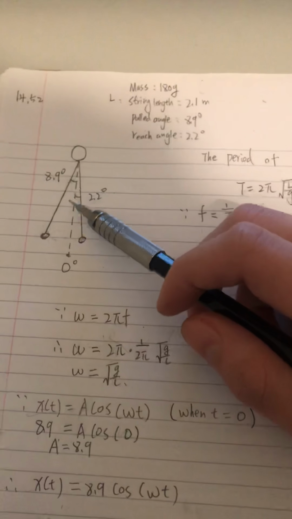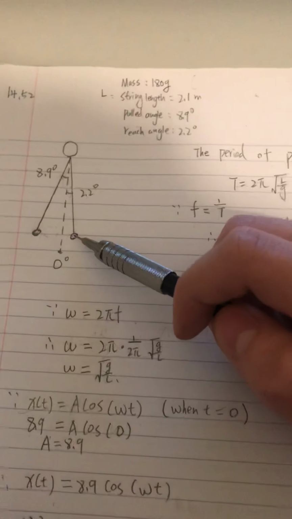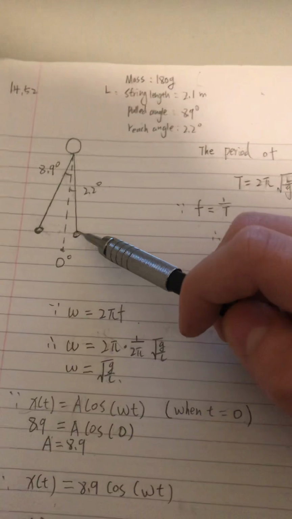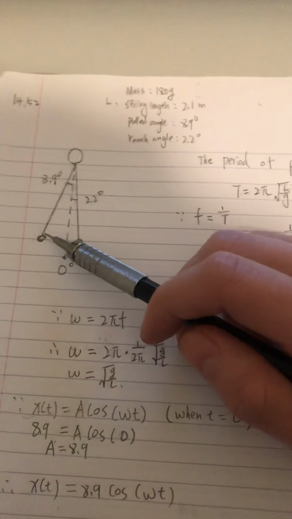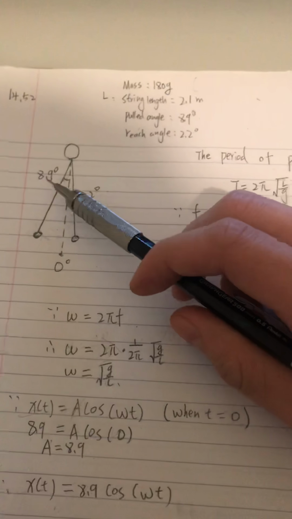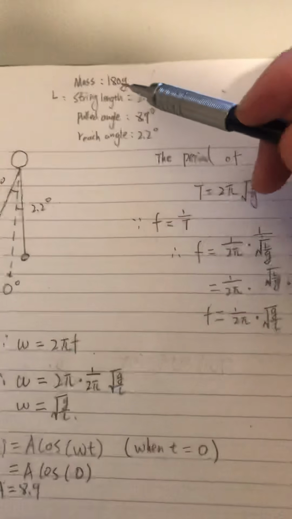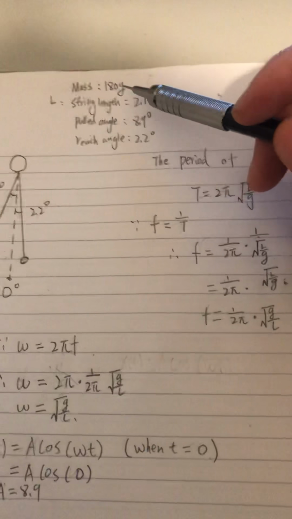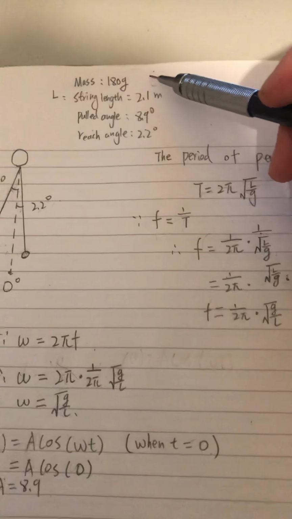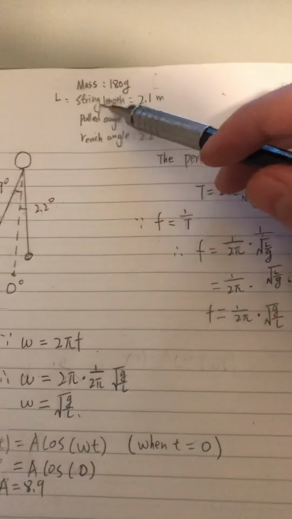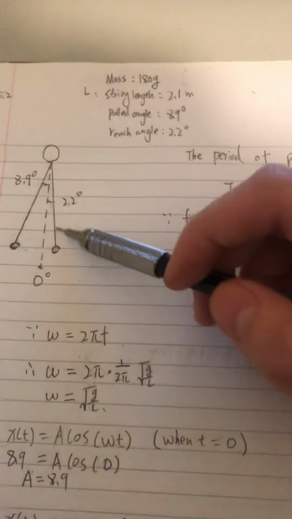The problem is asking for the time when the wave reaches the right side with an angle of 2.2 degrees, from the left side with an angle of 8.9 degrees. So we know the mass is equal to 180 grams. It doesn't matter because it won't affect the period. So we know the string length is equal to 2.1 meters.